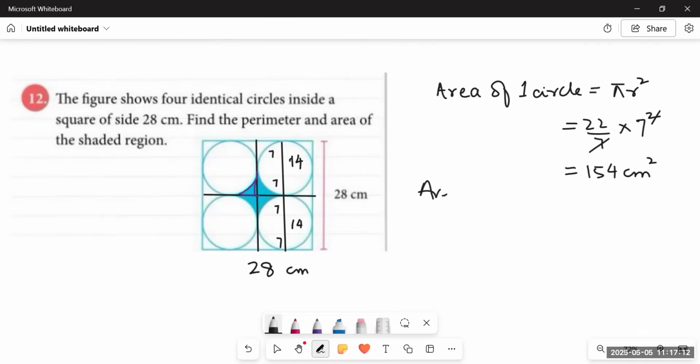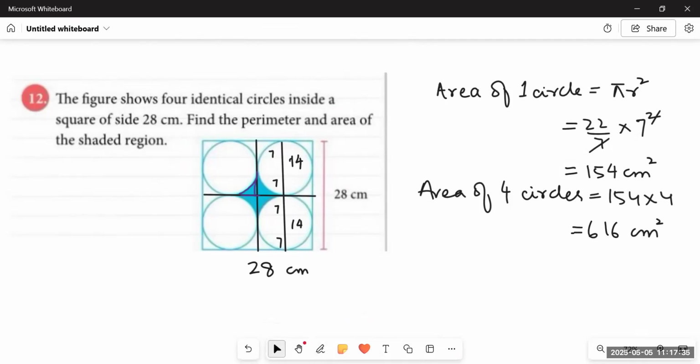So area of 4 circles would be 154 multiplied by 4. That is 616 centimeters square. So this part is to be omitted directly from the area of the whole square.